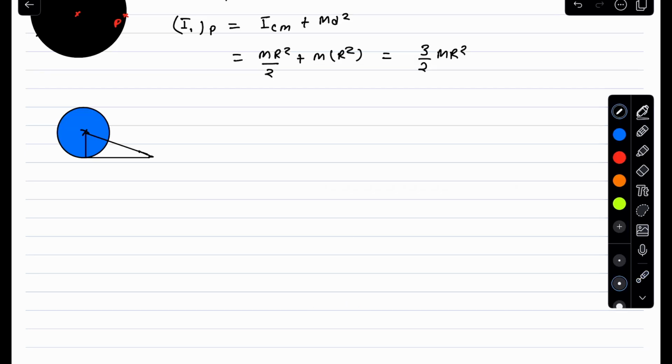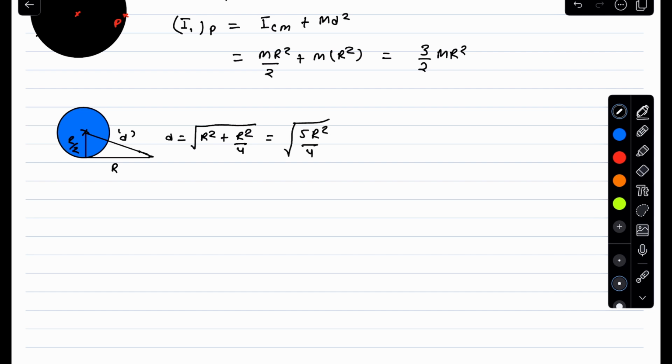There is a triangle formed here, with sides r and r by 2, and here we need to find d. So d will be the square root of r² plus r² divided by 4, so that becomes the square root of 5r² divided by 4.